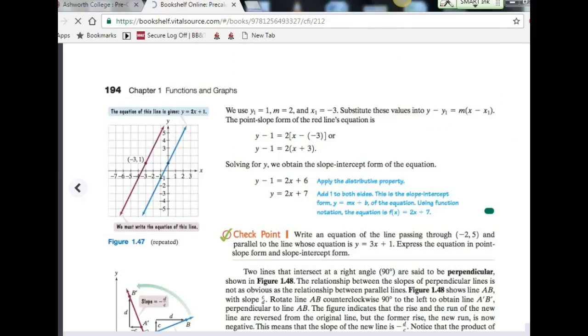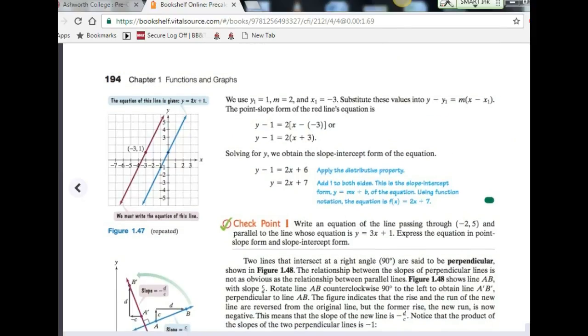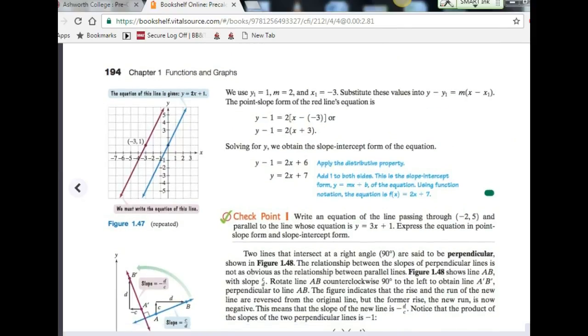Okay. Now, we go over to the top of the next page. What you're going to find is that's exactly what they did here. Now, if we clean this up, when you have a minus and a minus, of course that turns into a plus. So it's y minus 1 equals 2 times x plus 3. That is point-slope form right there.